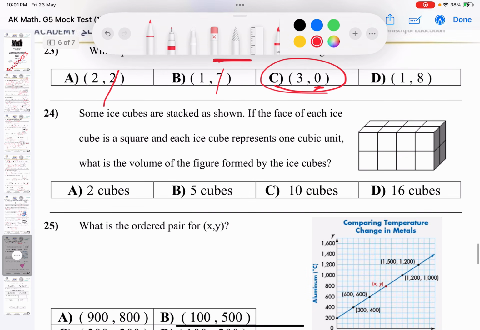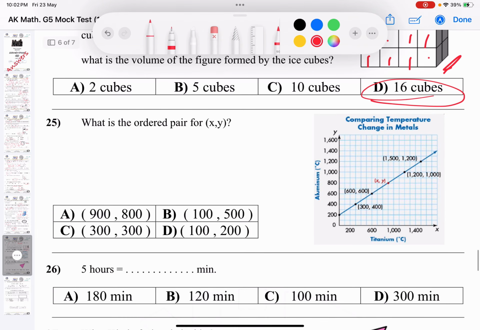Now number 24, we have here some ice cubes stacked as shown. If the face of the ice is 1 square, and so on. So you need to find its volume. Count the front, 1, 2, 3, 4, 5, 6, 7, 8, multiply the width, so 8 multiplied by 2 will be, excellent, 16.